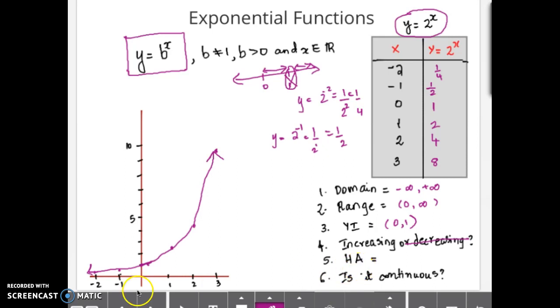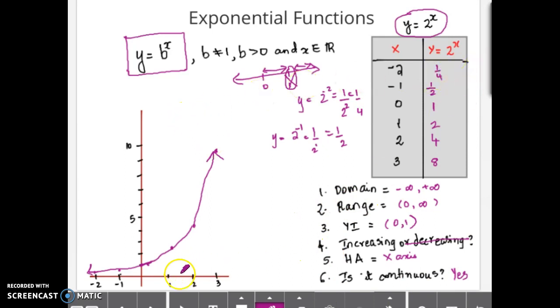Horizontal asymptote. The horizontal asymptote is the x-axis. There is no vertical asymptote here. Is this function continuous? The sixth one. Yes, this is a continuous function. Okay, so these are the 6 properties.